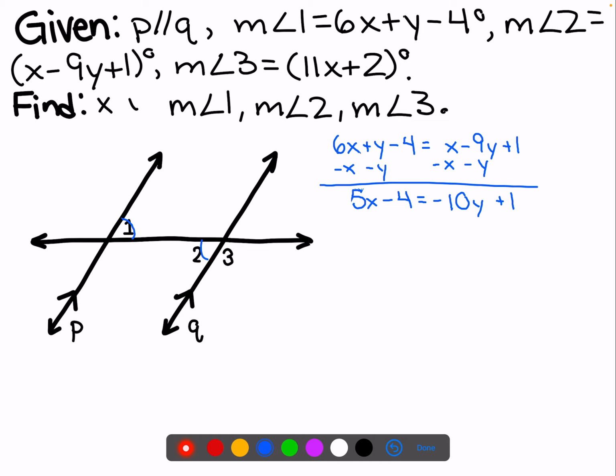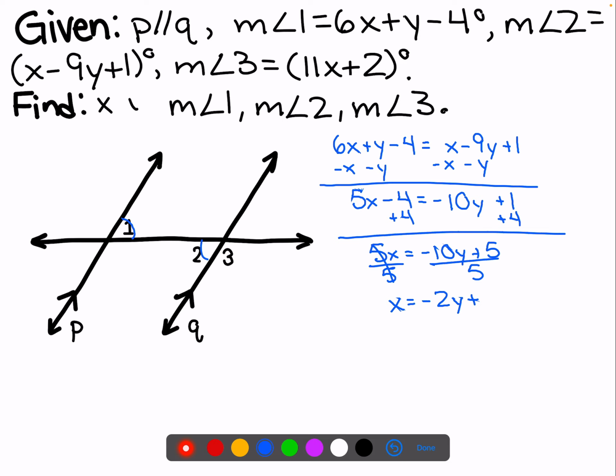Now, at this point, I'm going to go ahead and get x all by itself. So I'm going to add 4 and divide by 5. So this will give me 5x equals negative 10y plus 5. I divide both sides by 5. I get x is equal to negative 2y plus 1. Now from here, I now know what x is. I should be able to substitute in and solve for y.